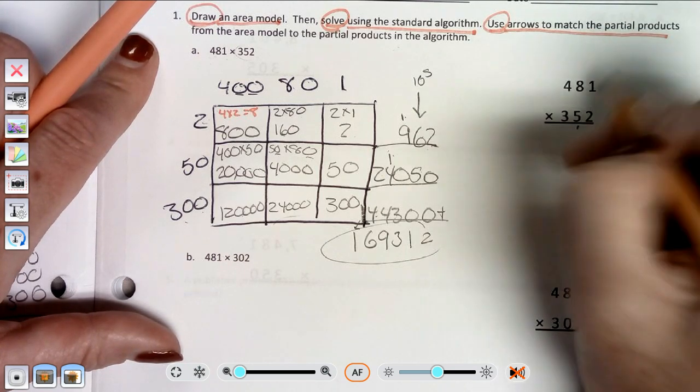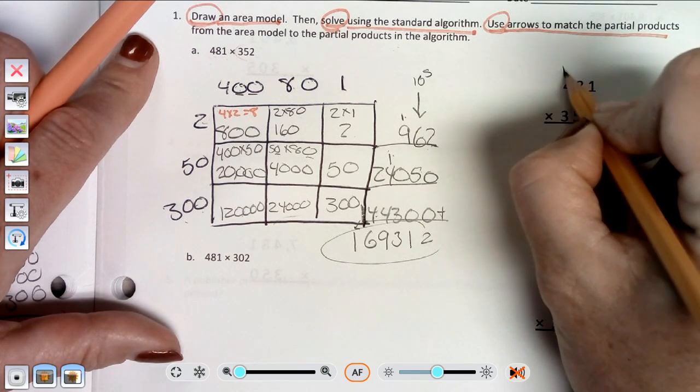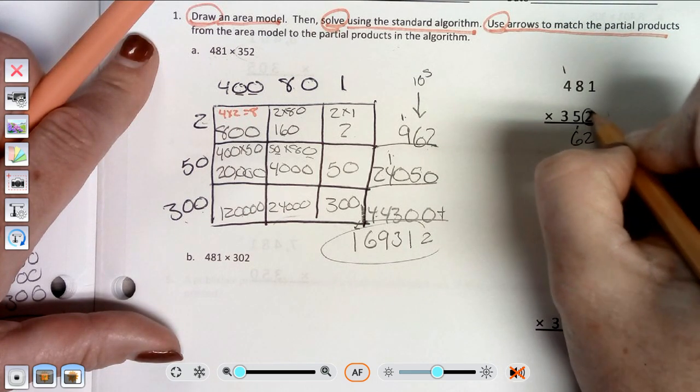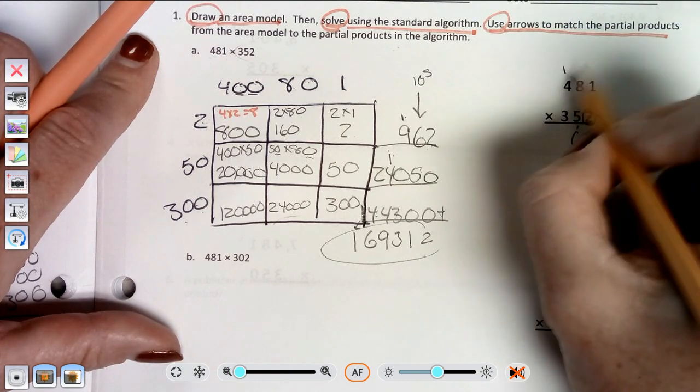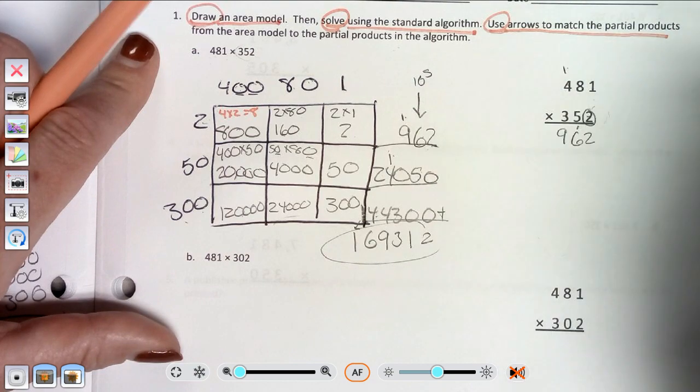So I'm going to start with the number in the hundreds place. 2 times 1 is 2. 2 times 8 is 16. I'm only doing the 2 right now. 2 times 4 is 8 plus 1 more is 9.